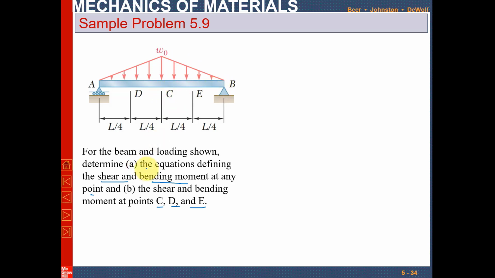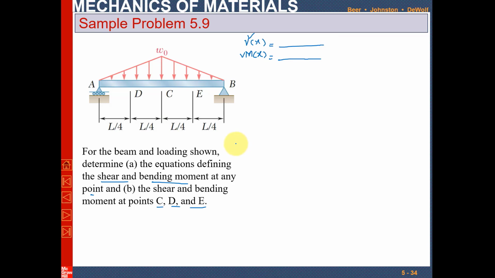So it is given in part A that you have to find an equation that determines the shear and bending moment at any point. So you have to find the shear force equation and bending moment equation, a single equation to find the shear force and bending moment at any point. So definitely there will be a single shear force equation and bending moment equation from which you can find the shear force and bending moment at any point in the beam.